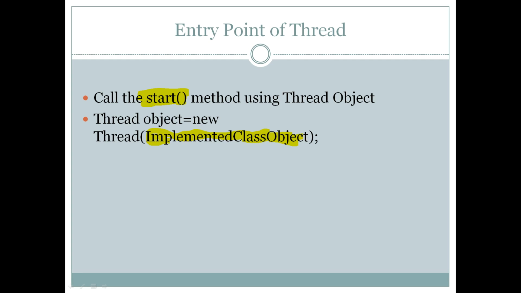It is also an important interview question. There is no start method in Runnable, so how can we invoke or call the run method? We can use a constructor of the Thread class. There are different constructors in the Thread class. One is the default constructor, and the second one takes an object of Runnable. So, Thread object equals new Thread of, and here whatever class we are taking, the implemented class, that object we can pass.